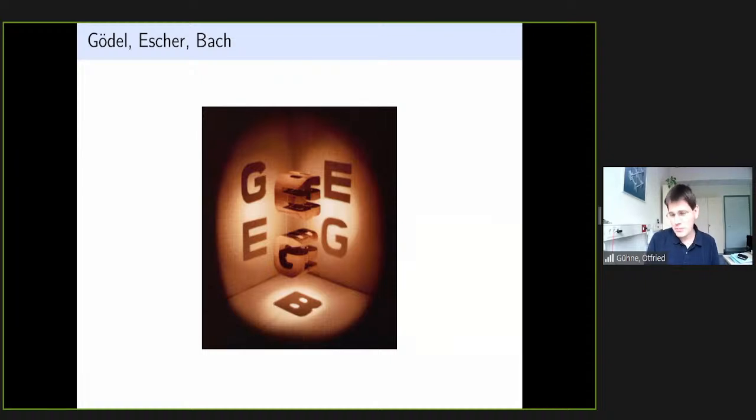But this already brings us to the main question of my talk. You have a complicated object, and you just see some shadows. So what can you conclude about the global object?